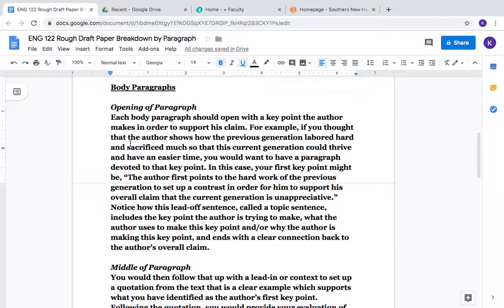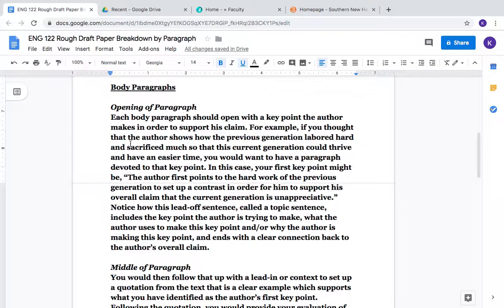You're supposed to dissect the author's argument and analyze it for effectiveness. And so to do that, you have to dissect the key points. So it has to include the key point that the author is trying to make, and that the author uses to make his key point, and or why the author is making the key point. And you want to end that with a clear connection back to the author's overall claim.